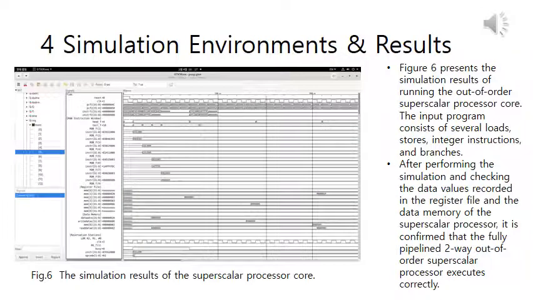Figure 6 presents the simulation results of running the out-of-order superscalar processor core. The input program consists of several loads, stores, integer instructions, and branches. After performing the simulation and checking the data values recorded in the register file and the data memory of the superscalar processor, it is confirmed that the fully pipelined two-way out-of-order superscalar processor executes correctly.